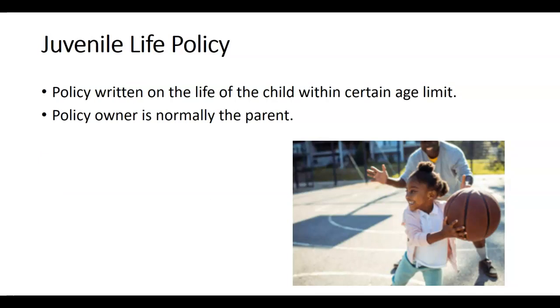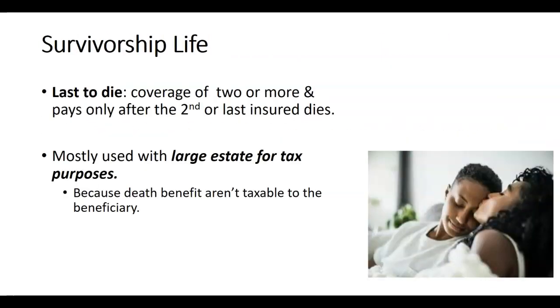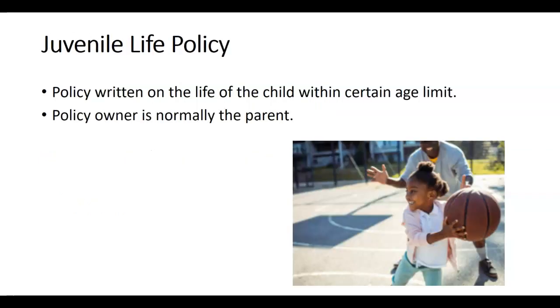Alright, so the next special combination life insurance policy that we have is juvenile life. So juvenile life is a policy that is written on the life of a child within a certain age limit. It normally goes up to like age 18 or something like that. So the policy owner is normally the parent in this situation, or the guardian, or whoever has custody, or whoever's responsible for the child.